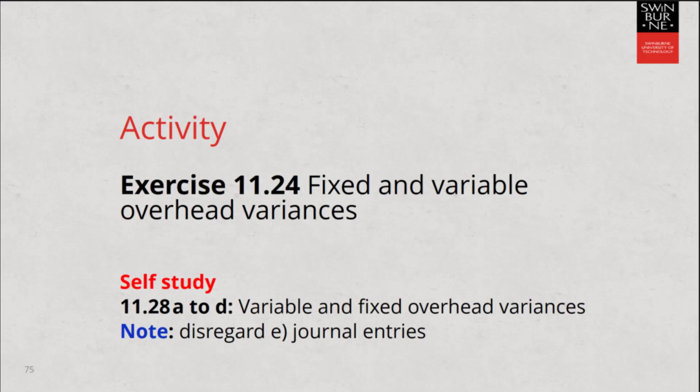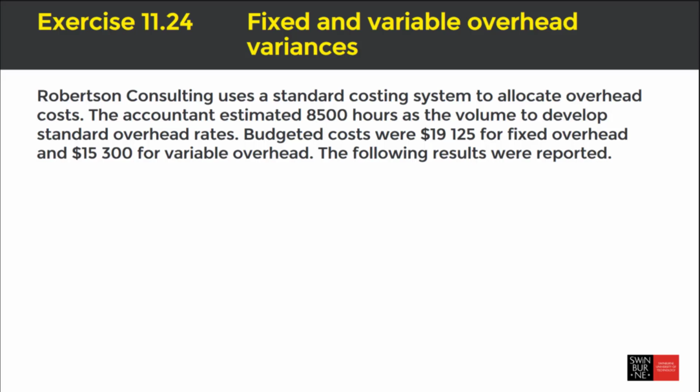Okay, let's discuss the activity question. Exercise 11-24. Robertson Consulting uses a standard costing system to allocate overhead costs. The accountant estimated 8,500 hours as the volume to develop standard overhead rates. Budgeted costs were 19,125 for fixed overhead and 15,300 for variable overhead. The following results were reported. So let's stop here for now.